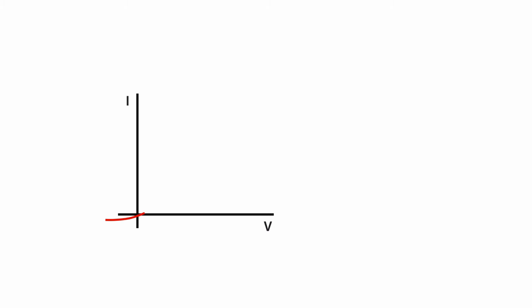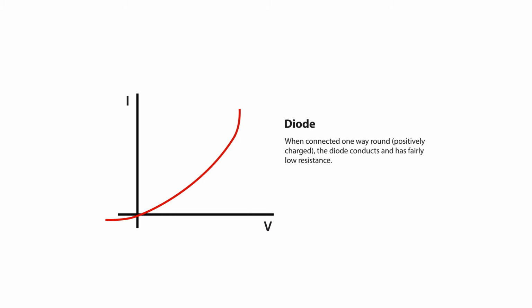Let's kick things off by looking at diodes. A diode is a semiconductor device that allows current to flow in one direction but prevents current flow in the opposite direction. When the diode is positively charged, or when it is forward biased, then current flows. If it's reverse biased or negatively charged, no current flows. We'll discuss more about these things when we consider electronics.